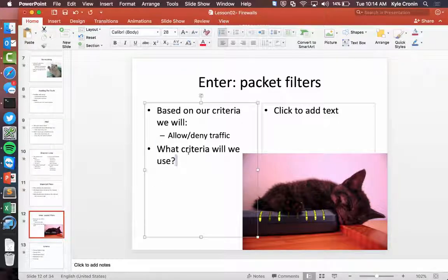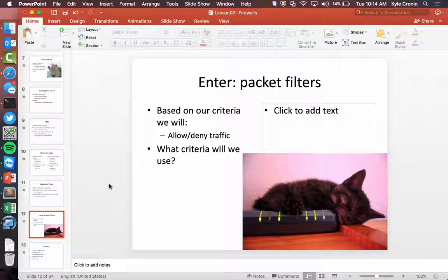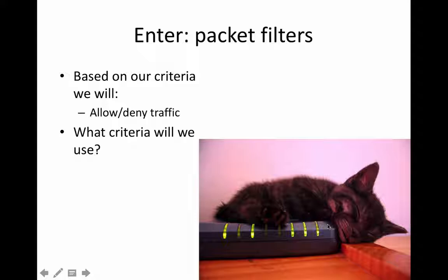So, a couple different ways we can lay out stuff. We then allow and deny really basic stuff. What's the criteria firewall looks at? When it's sitting there, see the kitty is happily protecting, even though that just looks like a modem, but still.